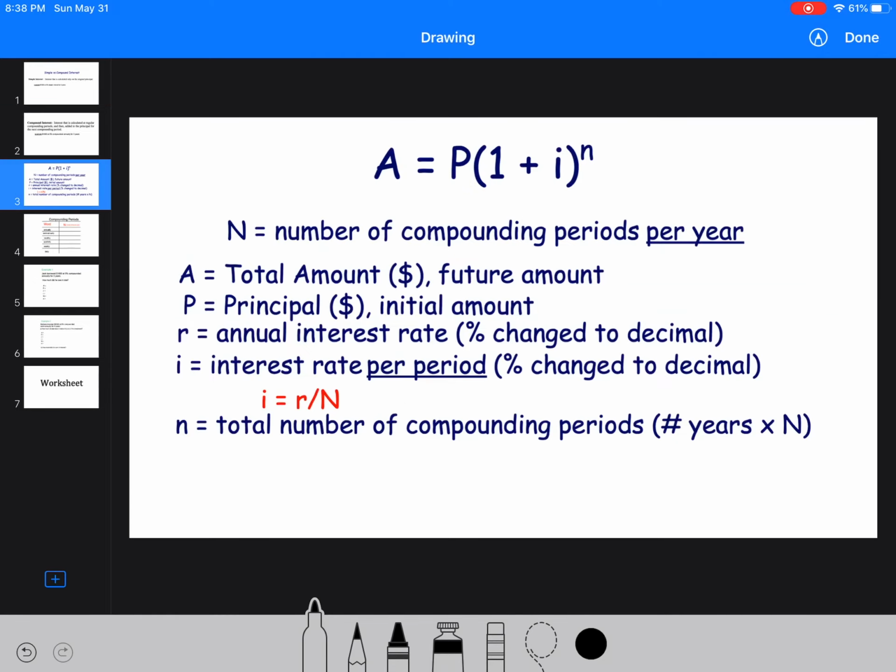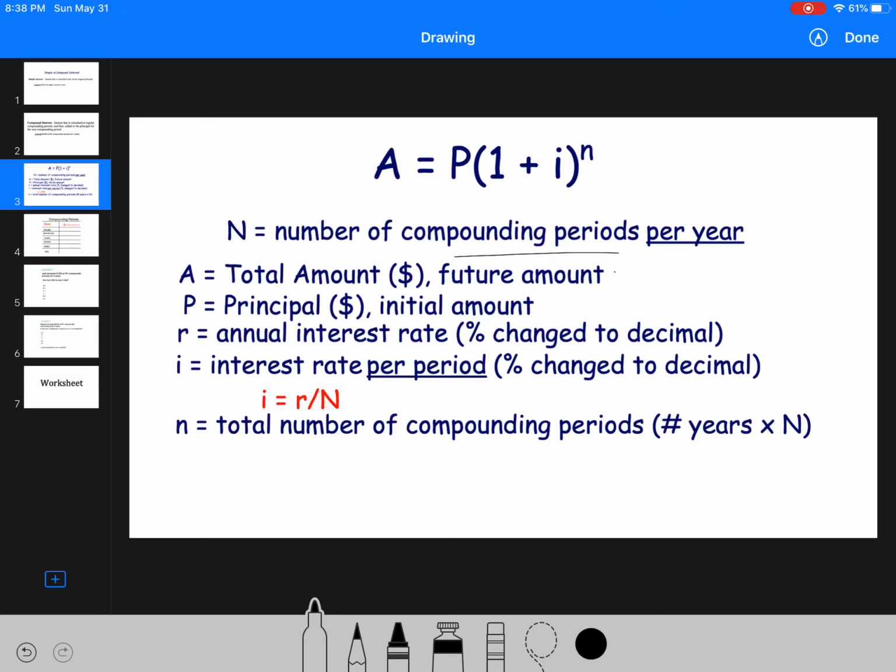Now again, what we're going to do is use a formula. You'd always have this formula with you. A is our final amount. N is the number of compounding periods per year. We're going to talk about that in a second. P is still our principal, our initial amount. R is going to be our rate.